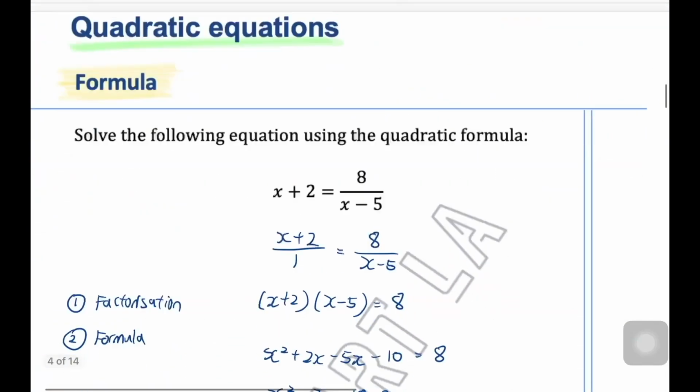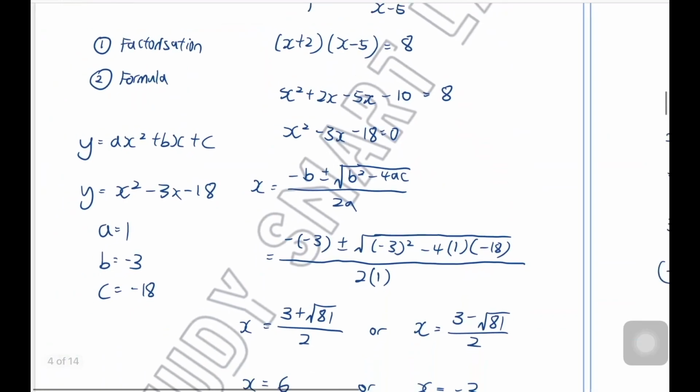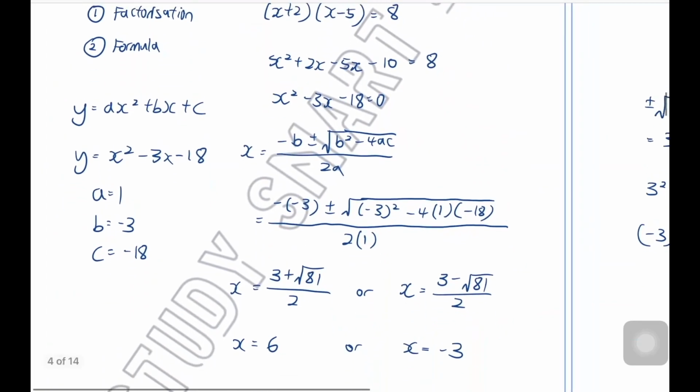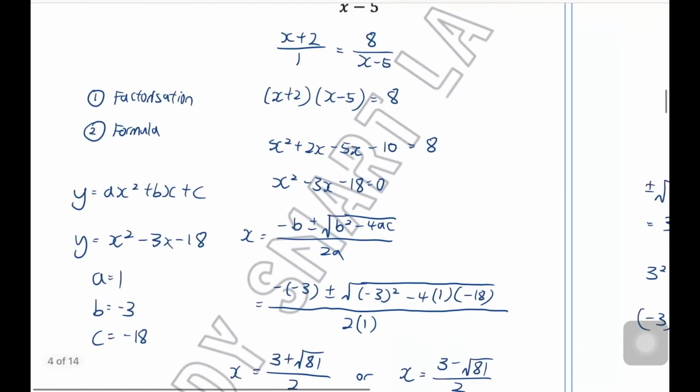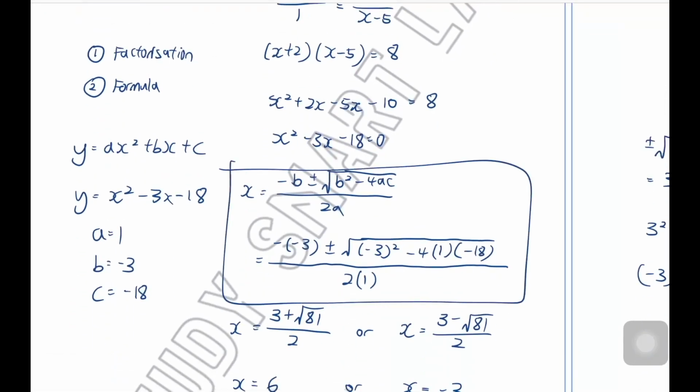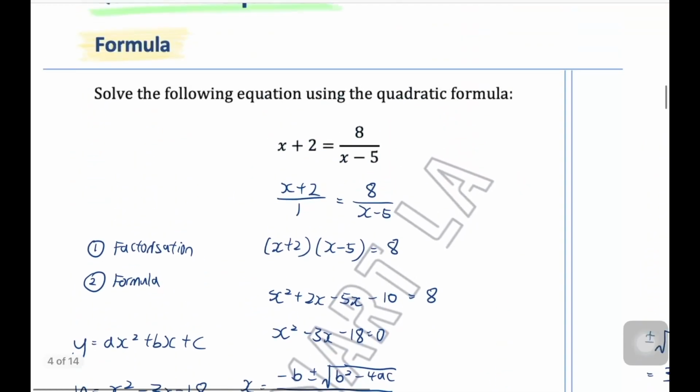So I wanted to use this to prove to you that both factorization and using the formula will give you the same answer, and that over here this is valid, right? You should have a positive root 81 and a negative root 81. Alright, so if you're okay with this, this is how you use the quadratic formula to solve your quadratic equation.